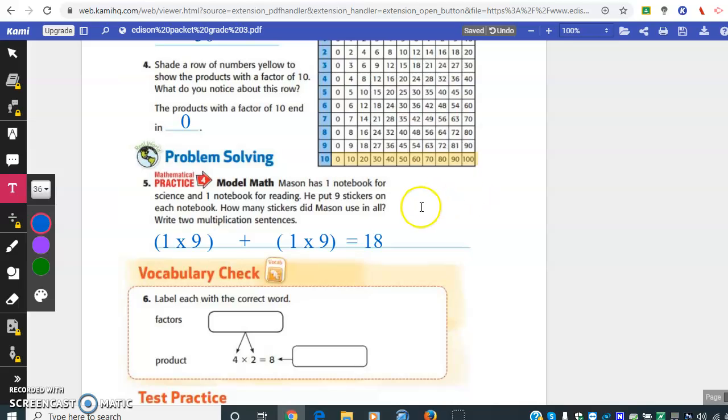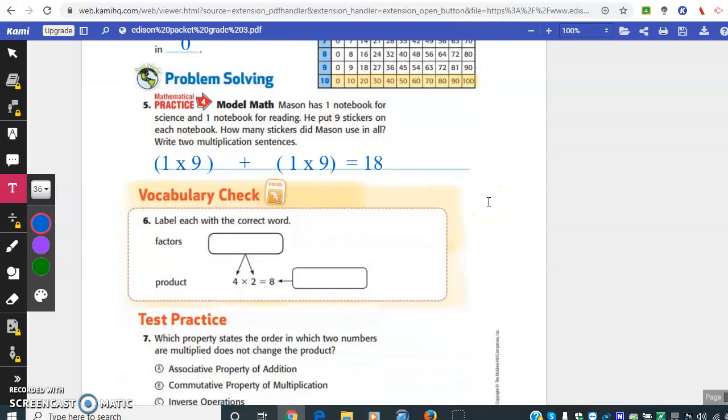If you did it another way, that's fine too. I could have left it as 1 times 9 equals 9. And 1 times 9 equals 9. And then I could have added the two 9s together as well.